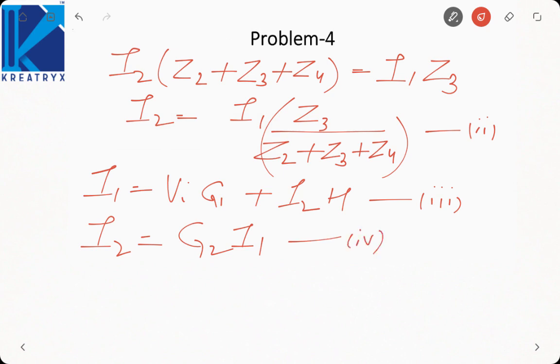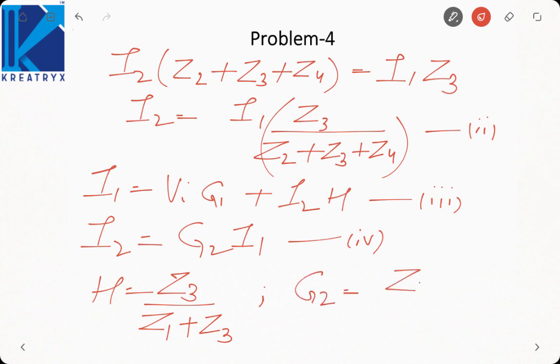Now compare equation first and third. So we get H is equal to Z3 by Z1 plus Z3, and comparing second and fourth we get G2 is equal to Z3 by Z2 plus Z3 plus Z4.